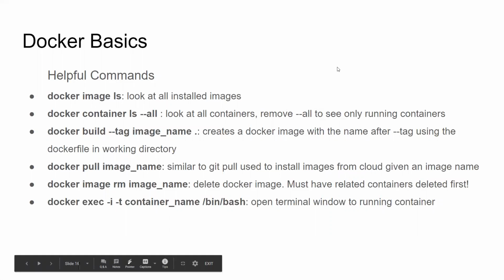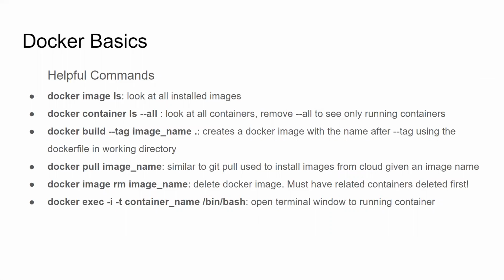I compiled a cheat sheet in the form of helpful commands. docker image ls lets you look at all of the images you have installed. docker container ls with the all tag lets you look at all the containers. If you remove the all tag, then you'll only see the running containers. The most important one, which I'll be showing you a little after this, is docker build. This will create the Docker image with the specified image name if you run this command in the working directory with the Dockerfile in it.